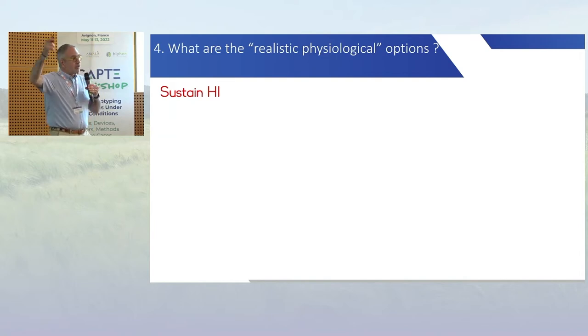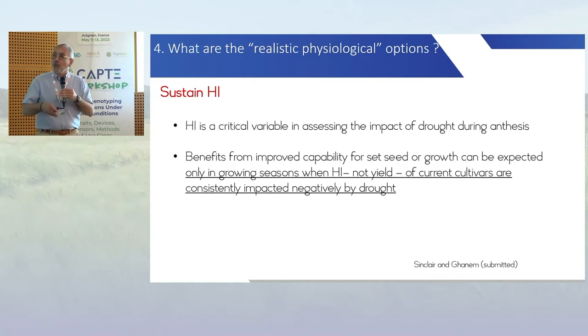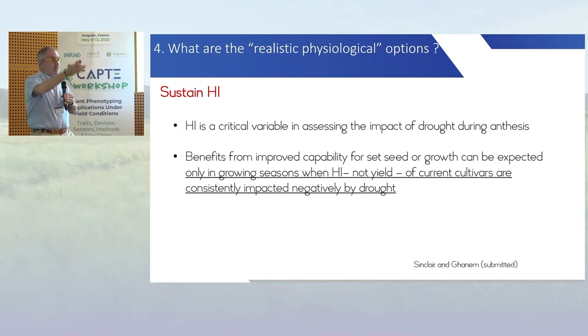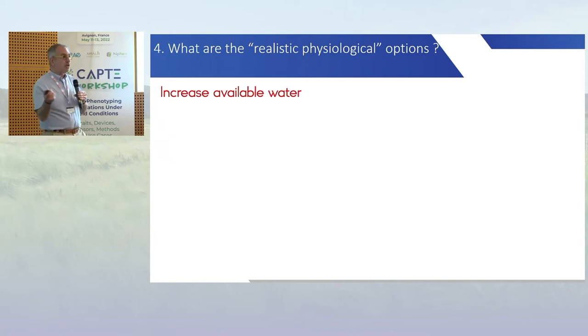The other thing that we can act on, if you remember the equation, is the harvest index. Many people would say, let's sustain the harvest index under drought, which is a hot debate. I'm not going to go a lot into it, but again, in my point of view, harvest index is not something that we can act for, because the benefits from the improved capability of seed set or growth could be expected only in seasons where harvest index, and not yield, that's important, is consistently negatively impacted by drought. So we can still have a discussion about the harvest index. We had some with Alexei a while ago, but I don't think that's a viable option to increase yield under drought.